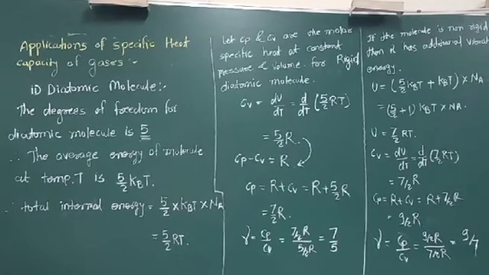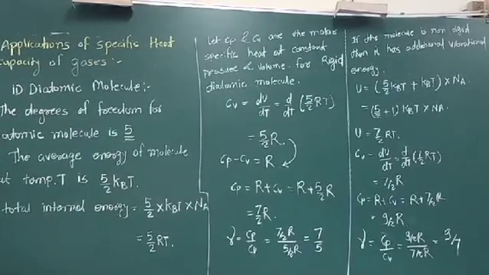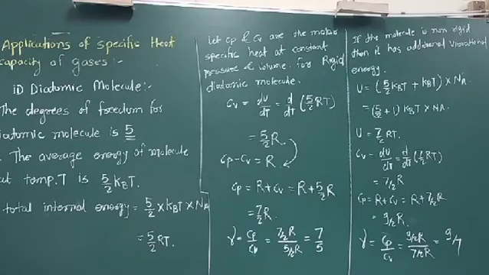Next one, that is if the molecule is non-rigid, that means it has additional vibrational energy. So total energy U is equal to 5 by 2 kBT plus kBT into NA. So we get 7 by 2 RT. Again the same process. So the first one is for rigid diatomic molecules and the second one for non-rigid diatomic molecules.